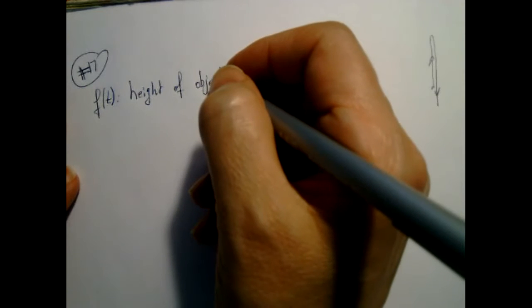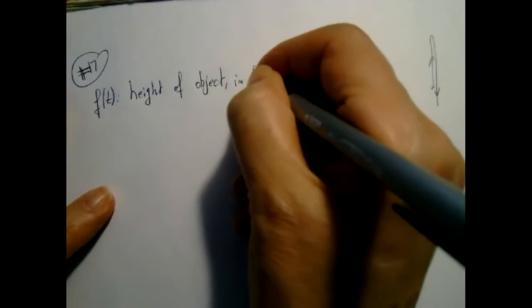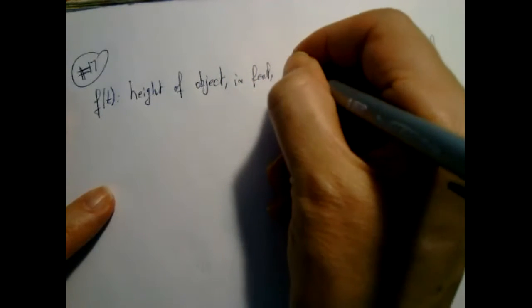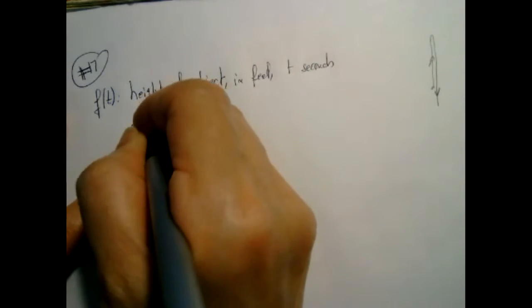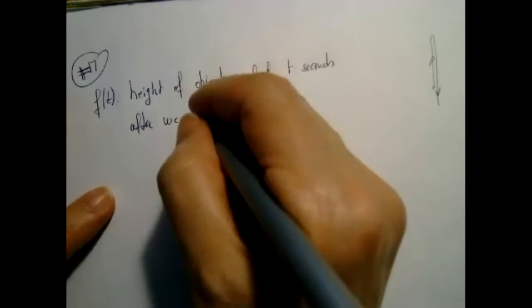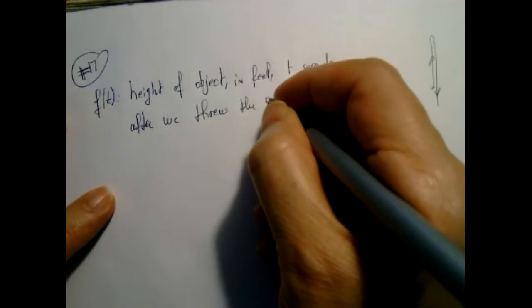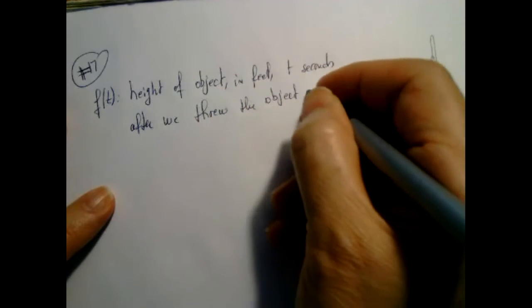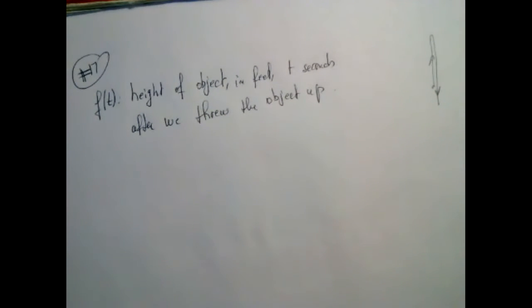And I think the unit is, did I tell you the unit? Okay, in feet, let us say. t seconds after we threw the object upward. That's my function. That's really my output. So the input is time. The output is the height at this given time.